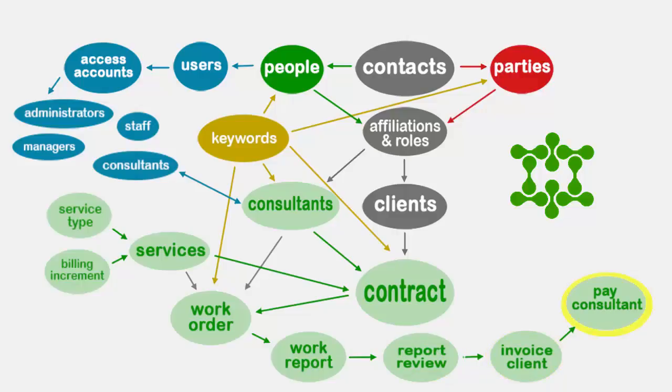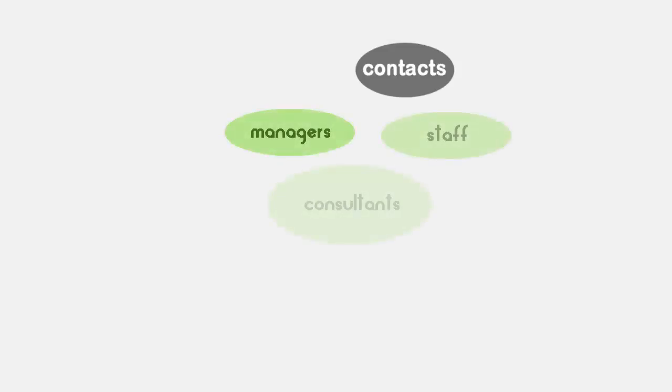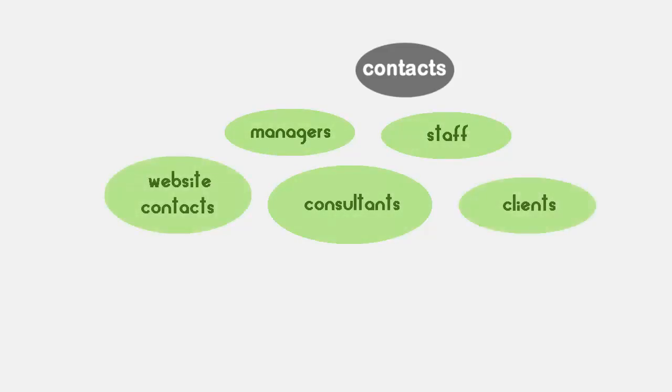So, let's start at the top and work our way around the complete process. First and foremost, everything starts with your contacts. Everyone is a contact, including core learning management, staff, consultants, guests, everyone. So the first module of your core learning system is the contact manager.